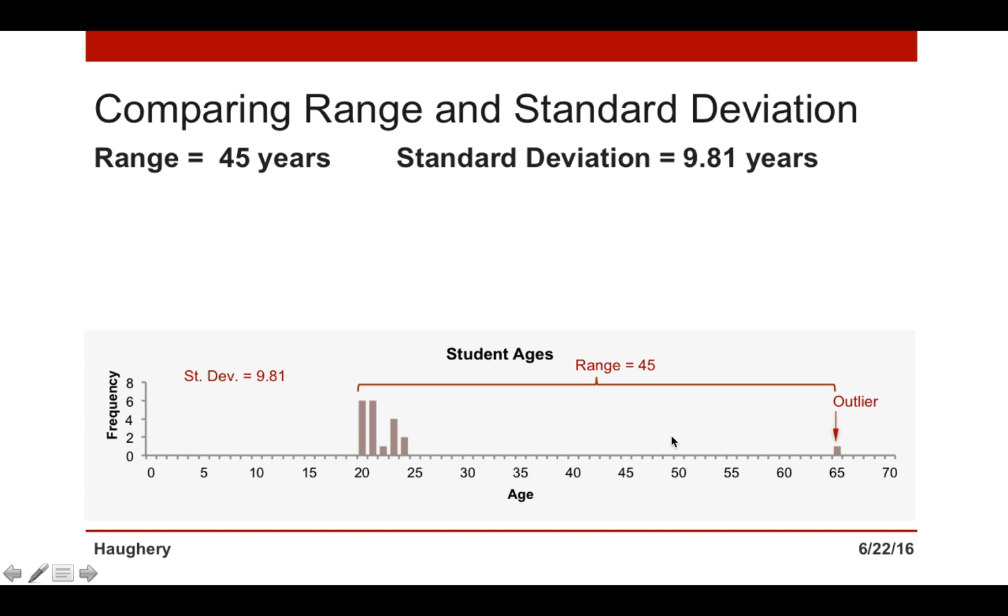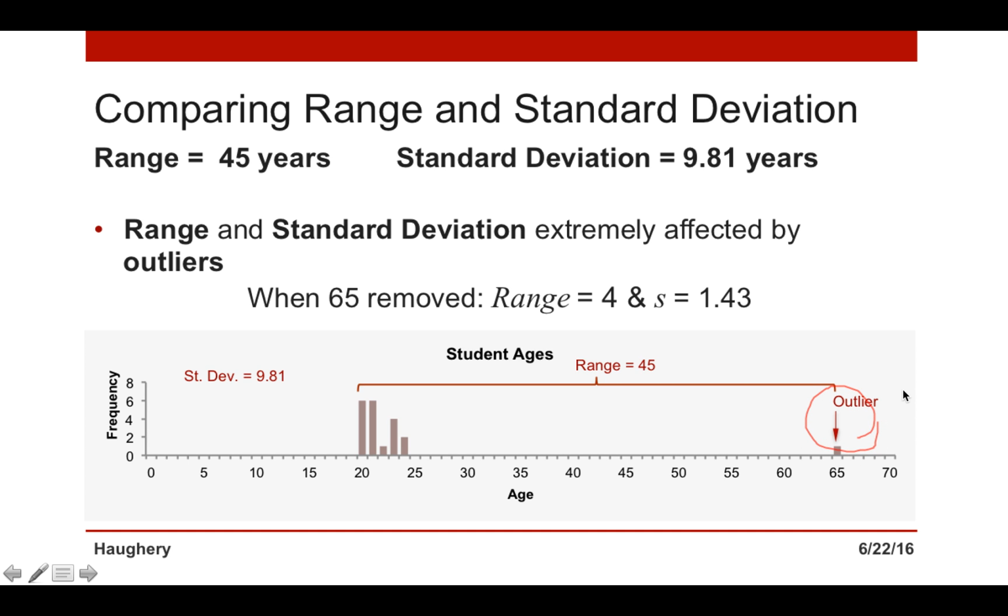And so if we look at our frequency distribution of our data again, of course we had our range at 45, our standard deviation at 9.81. Graphically, we can see that this standard deviation and this range are going to be very affected by this outlier, right? Because the standard deviation and range tell us how spread out the data is. So if we have this really far outlier, that's going to influence those calculations.